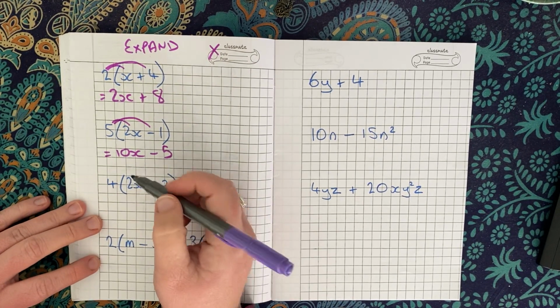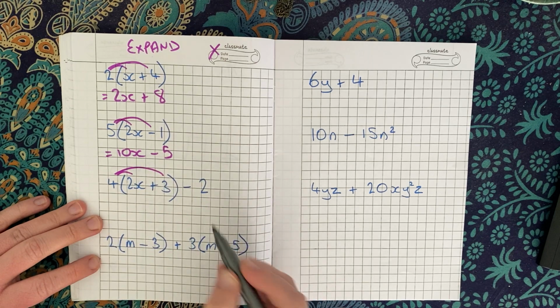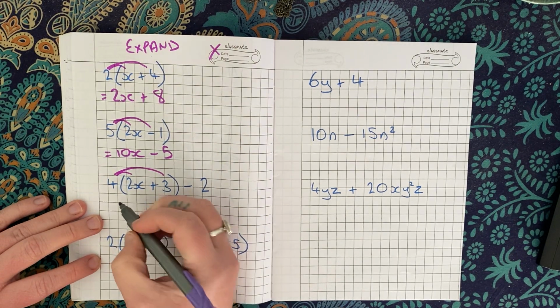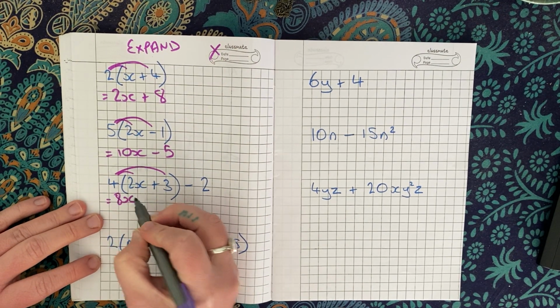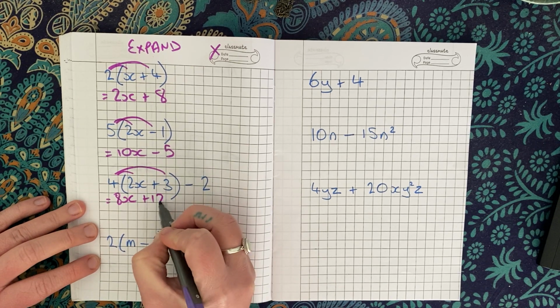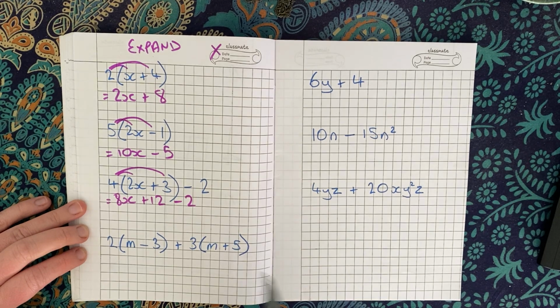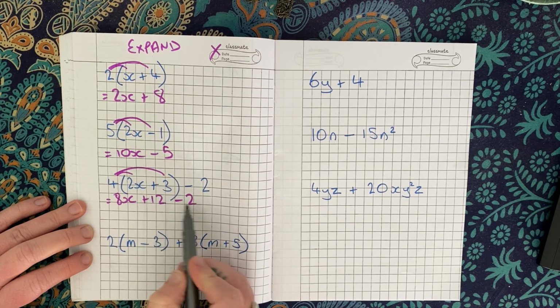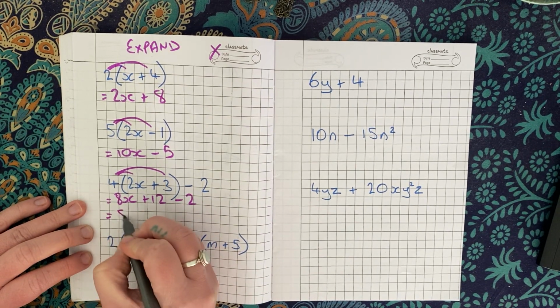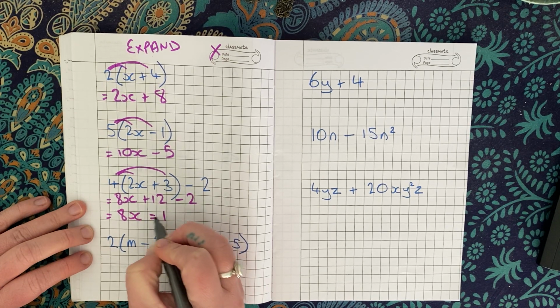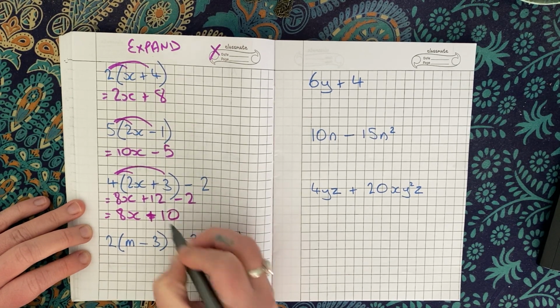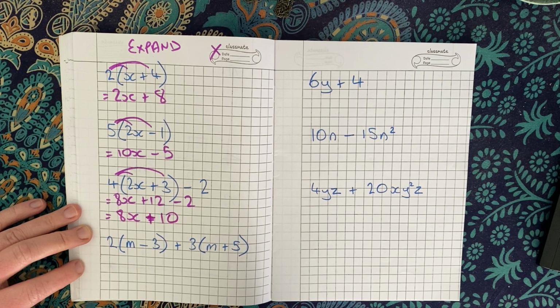All right, now we've got some extra stuff going on here, so we're going to have an extra step. We're going to start the same way. We're going to expand our brackets, and then we're just going to leave this where it is. So I have 8x, and then 4 times 3 is 12. And then I still have this -2 over there, so I can't forget about that. Now what I can do is say these two things belong together. So I have 8x plus 10, because 12 minus 2 is obviously 10.